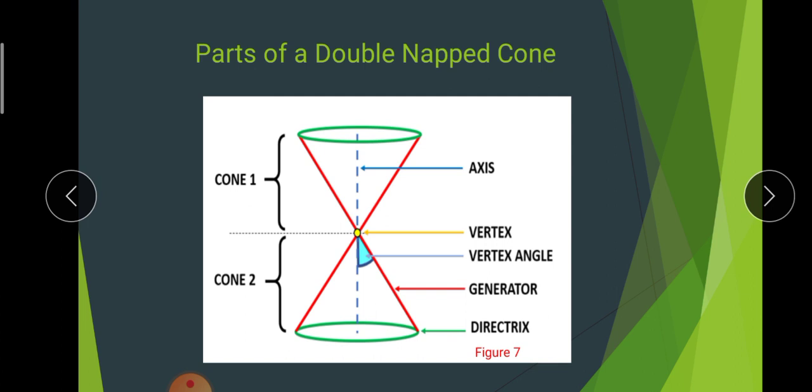For the next slide, aalamin natin ang parts ng cone or double nap cone. As you can see in figure 7, these are the parts of the double nap cone. Tinawag siyang double nap cone dahil ito ay dalawang cone na pinagpatong ang dulo. Makakatulong ang pag-alam ng parts ng cone para ma-identify natin kung anong type ng conics ito.